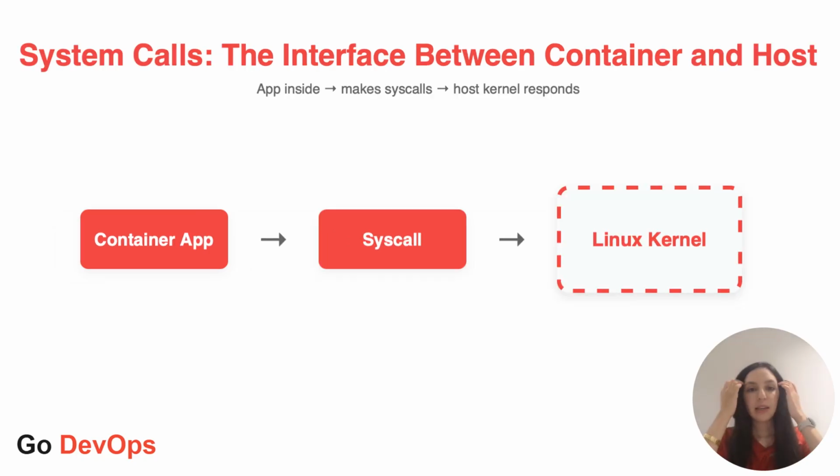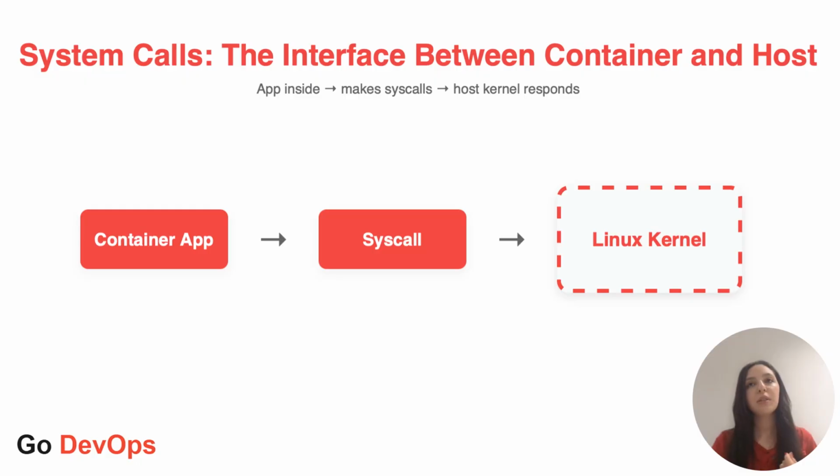So previously we established that containers share the host Linux kernel, but let's now look at how the app running inside a container actually uses that kernel. Unlike a virtual machine that includes its own full operating system and kernel, of course, a containerized process has no operating system of its own, so it relies entirely on the host kernel to perform low-level tasks. So when the application inside the container needs to do something like open a file or read from the network or allocate memory, it can't do it on its own.